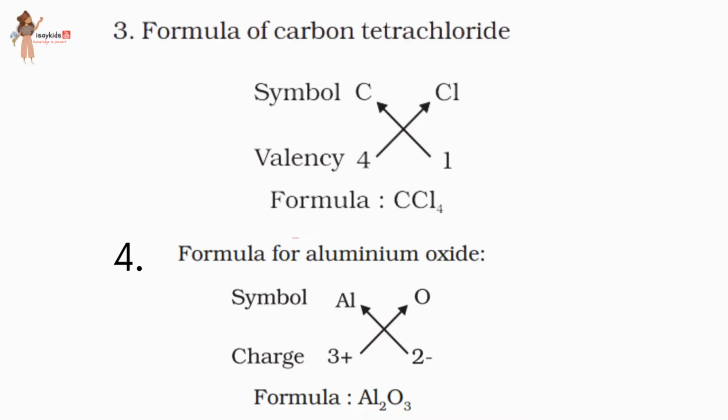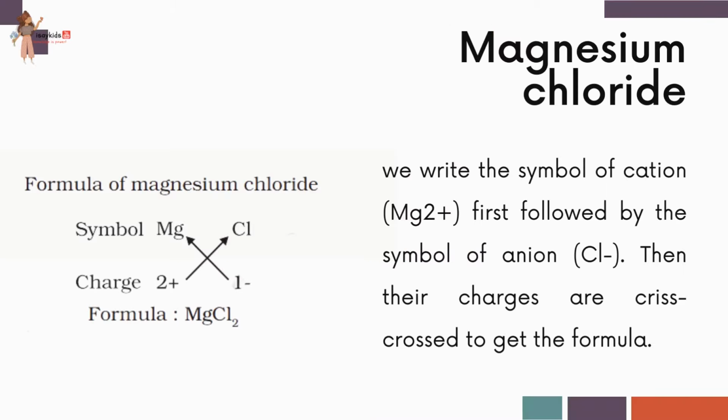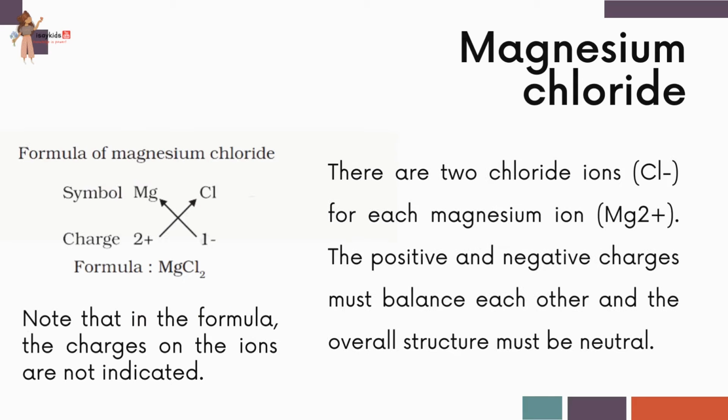Formula of carbon tetrachloride would be CCl4 and aluminium oxide would be Al2O3. For magnesium chloride, we write the symbol of cation, which is Mg2+, first, followed by the symbol of anion, which is Cl-. Then their charges are crisscrossed to get the formula MgCl2. Thus, in magnesium chloride, there are two chloride ions for each magnesium ion. The positive and negative charges must balance each other and the overall structure must be neutral. Note that in the formula, the charges on the ions are not indicated.